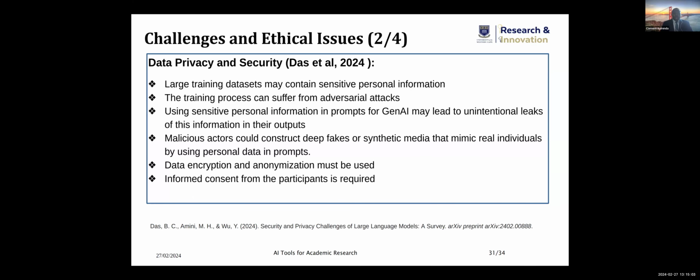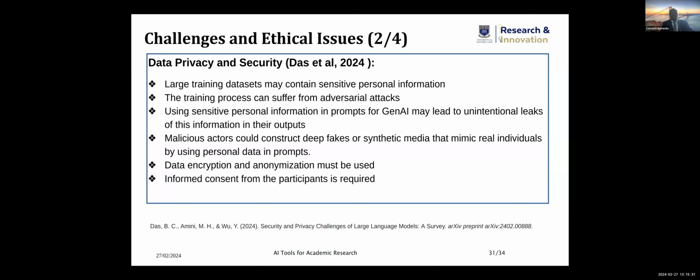The large training data sets that are used in training these models may contain personal and sensitive information, and that is dangerous for the users. Then the training process may also suffer from adversarial attacks. Adversarial attacks is whereby somebody comes in to tamper with the training process so that the model that comes out of it is not good.